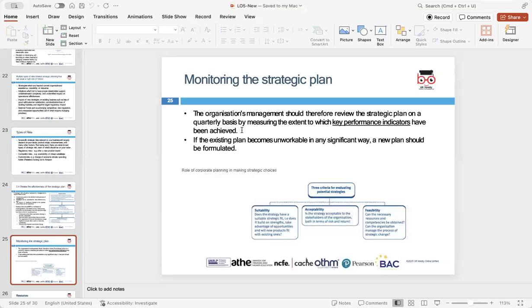If the existing strategic plan becomes unworkable in any significant way, it may be necessary to formulate a new plan. This can happen for various reasons, such as changes in the market environment or internal challenges that make the original strategy obsolete. So by regularly reviewing KPIs and assessing the relevance of the strategic plans, organizations can adapt to new circumstances and remain on a course to achieve their goals.